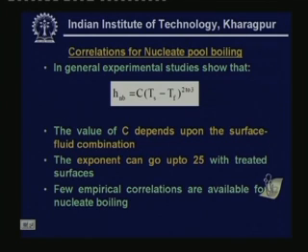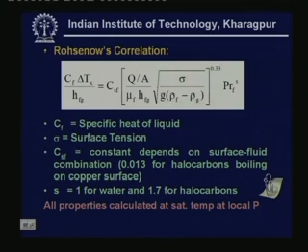A few empirical correlations are available for nucleate boiling. This is one of the popular correlations, known as Rohsenow's correlation. Here Cf is the specific heat of the liquid and delta Tx is the temperature difference between the surface and the fluid. Hfg is the latent heat of vaporization. Csf is a constant which depends on the surface-fluid combination, which is 0.013 for halocarbons boiling on a copper surface. Q by A is the heat flux, mu f is the viscosity of the liquid, sigma is the surface tension, g is the acceleration due to gravity, rho f and rho g are the saturated liquid and vapor densities, and Prf is the liquid Prandtl number. The exponent S is 1 for water and 1.7 for halocarbons, and all the properties have to be calculated at the saturation temperature at local pressure. This is one of the oldest and most popular correlations for nucleate pool boiling.